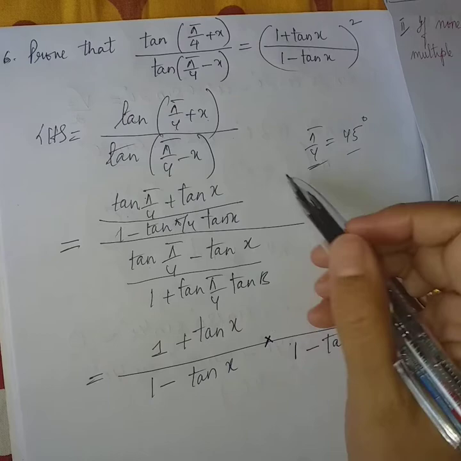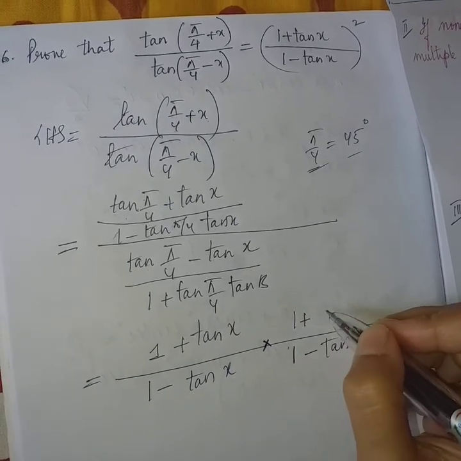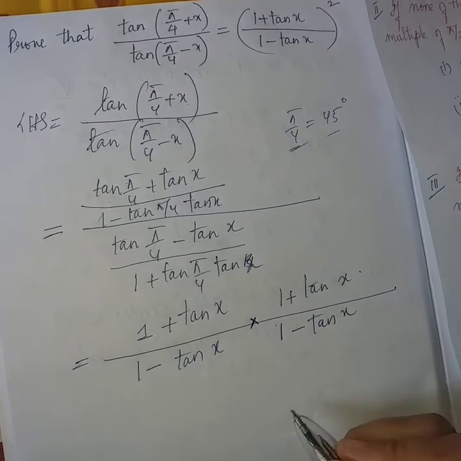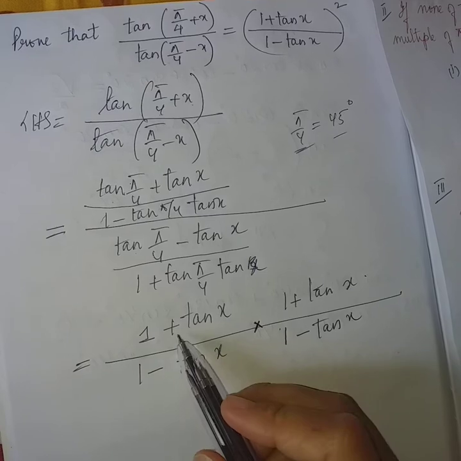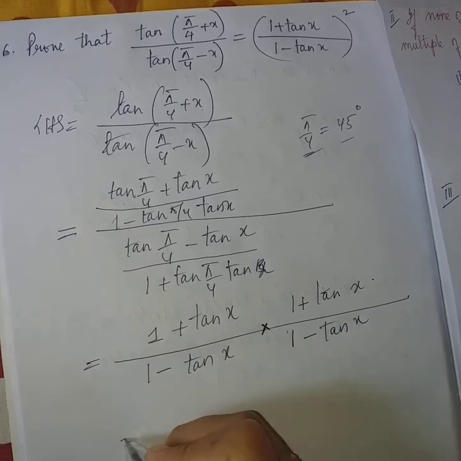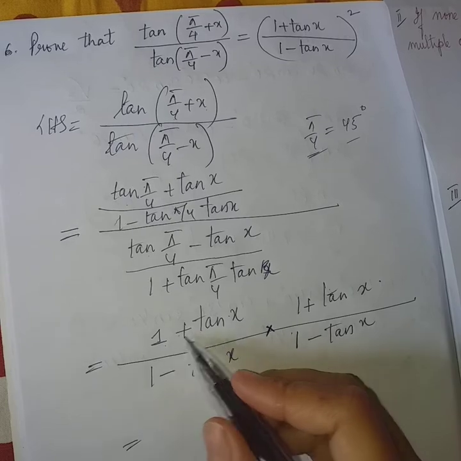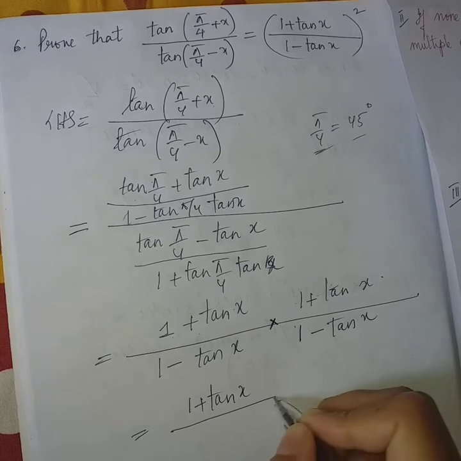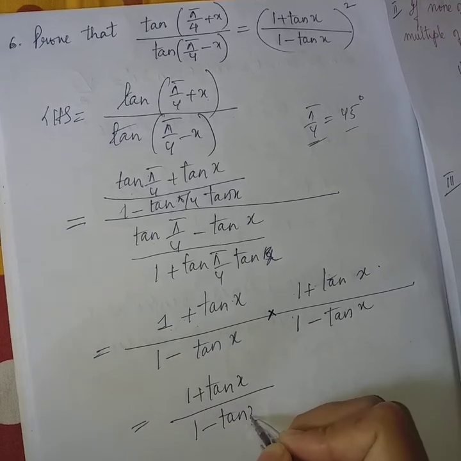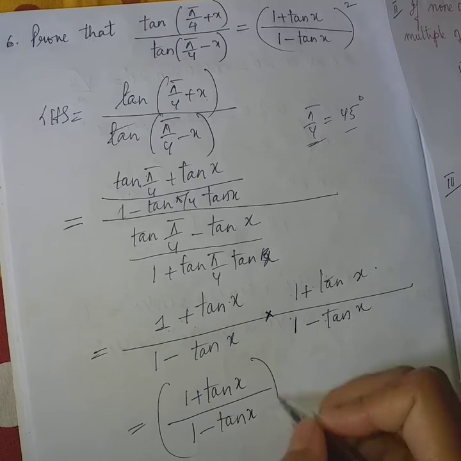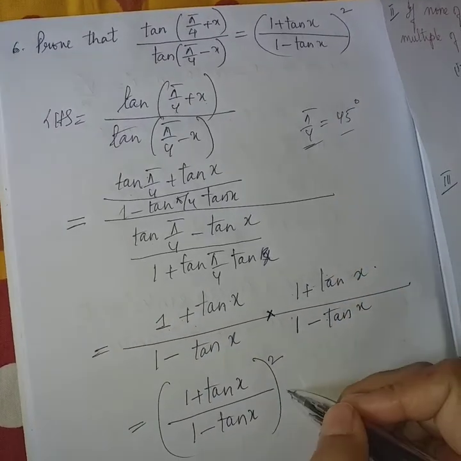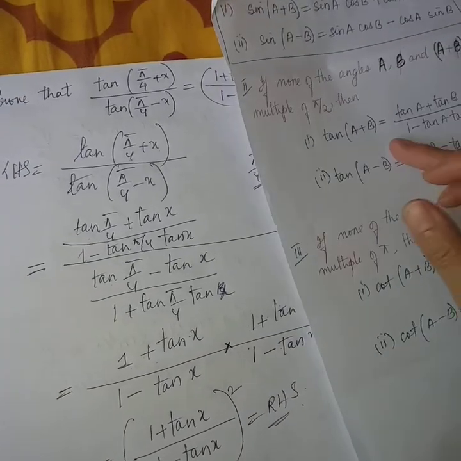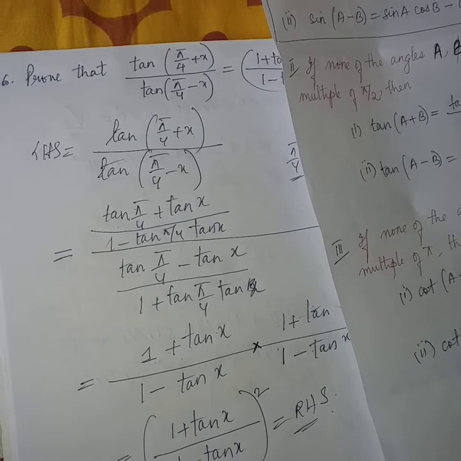So this will come in the numerator. So 1 plus tan x. So we see here what can be cancelled. We see nothing can be cancelled, everything has to be multiplied. So 1 plus tan x, 1 plus tan x, if we multiply it, becomes a square. 1 minus tan x and 1 minus tan x, it is a square. So everything is inside a whole square. So this is what we want to prove. This is the right hand side. So we have applied here the formula of tan of the sum of two angles.